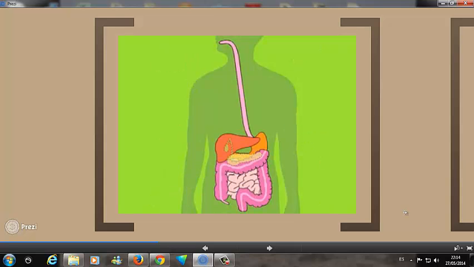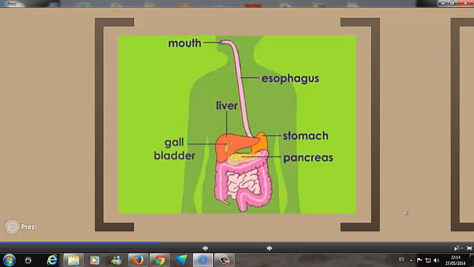The digestive system includes... The mouth? Mm-hmm. Esophagus? Yes. Liver? Very good. Stomach? Mm-hmm. Gallbladder? Yes. Pancreas? Mm. Large intestine? Yes. Small intestine? And? The rectum. Yes, yes, very good, right.